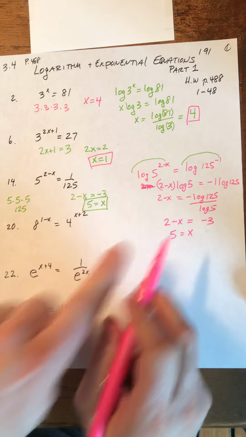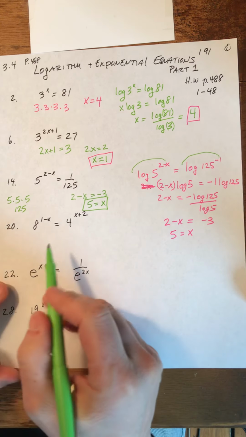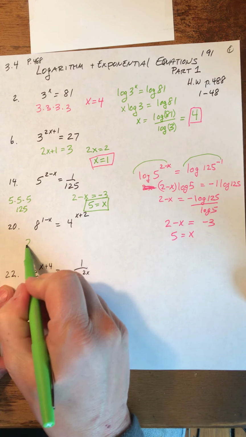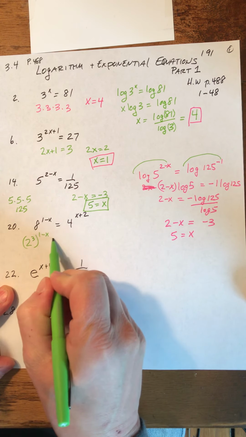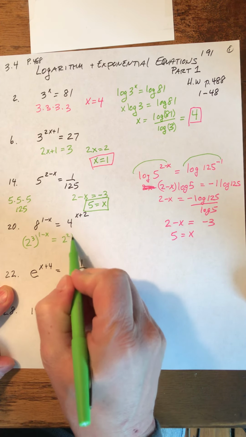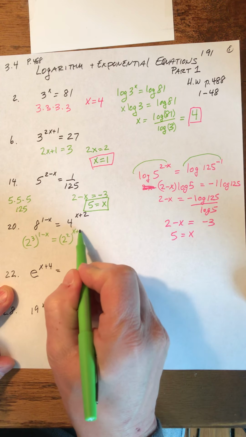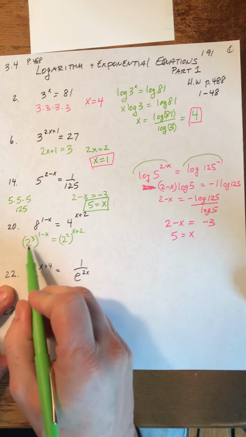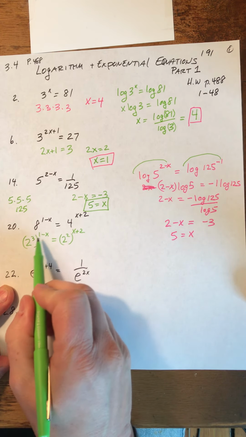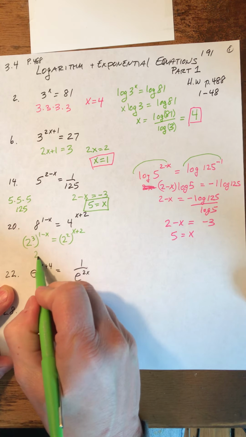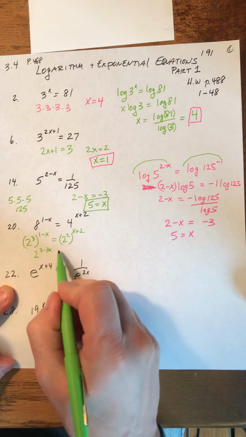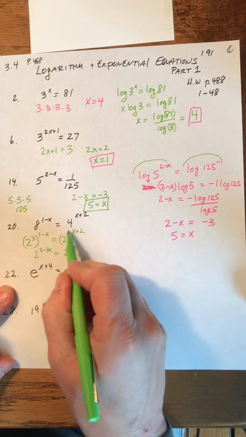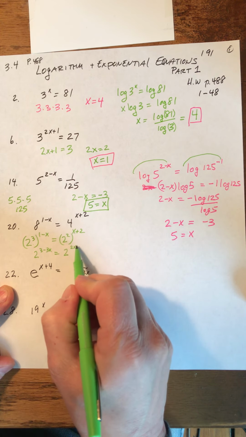You can do it that way, the pink way, or you can say, well, 8 is really 2 to the third, isn't it? And 4 is really 2 squared. So we have this kind of thing going on. And the only time we multiply exponents is when one is raised to another. So we're going to get 2 to the 3 minus 3x, I distribute it, equals 2 to the 2x plus 4.